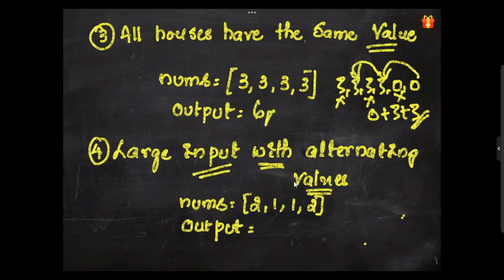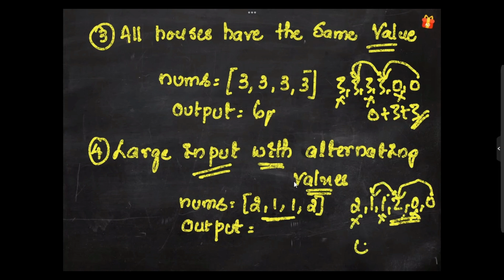So the fourth condition, let's come to the fourth condition. Fourth condition is nothing but large input with alternating values. So we have 4 values here. So in this case it will be 2 1 1 2 with extra double zeros here. First we'll start from here. We will ignore this one, and we will rob this one. So we will ignore this one, and we will rob this one. So we will ignore this one. This will be 0 plus 2 plus 1, nothing but 3 in this case. Output will be 3 in this case for this one.